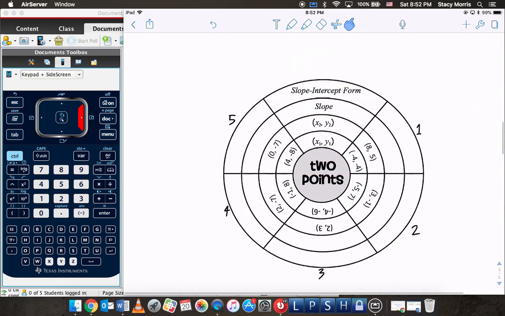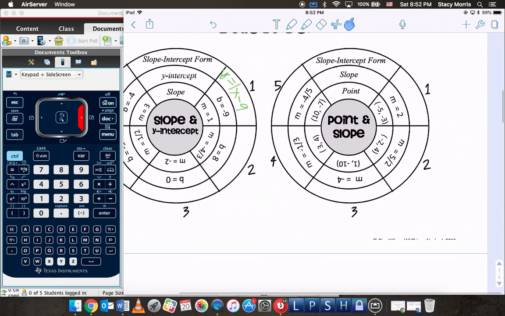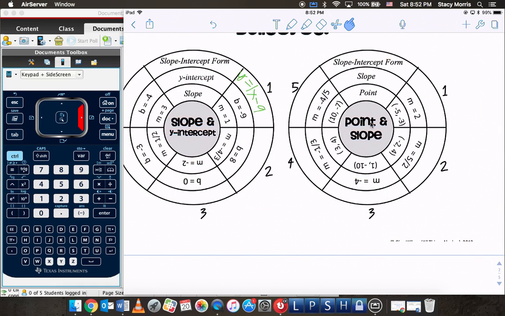Let's go to the second bullseye. This is the second type we did. It has a point and a slope. So on number 1, they gave you the point -5, -3, and the slope is m equals 2, and we're writing that in slope-intercept form. So I'm going to go to my paper and write these two pieces of information down. My m is 2 and the point is -5, -3.